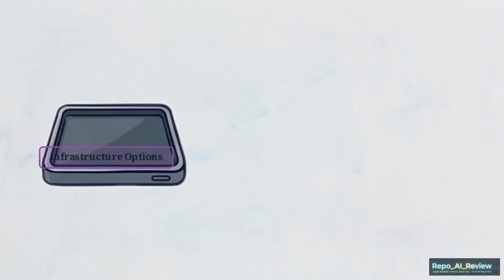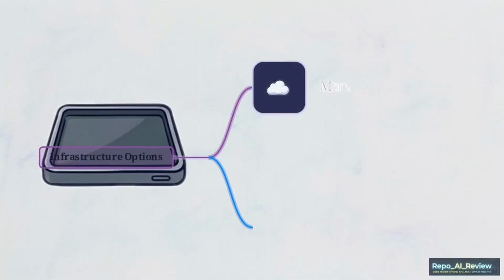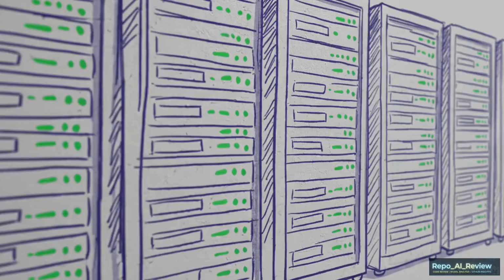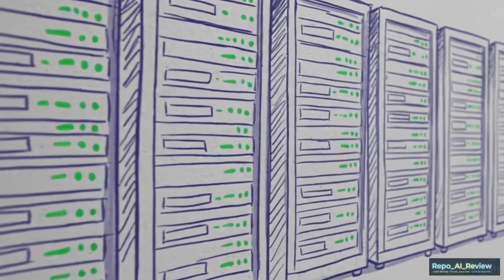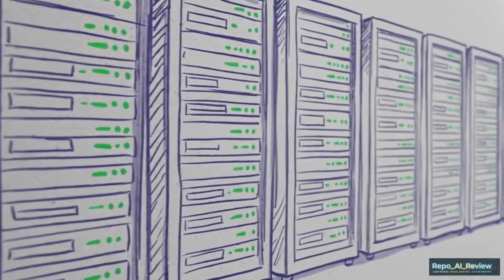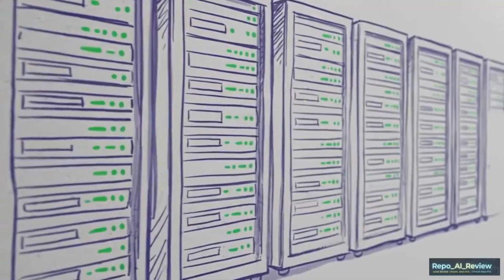Regarding infrastructure, Litlyx gives you two paths: a managed cloud or a self-hosted route using Docker. Taking the Docker route allows you to achieve absolute data sovereignty. Because you aren't relying on any third-party servers, your GDPR compliance is airtight.